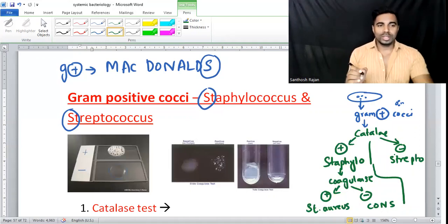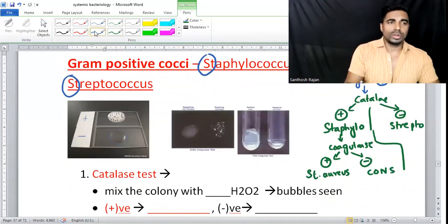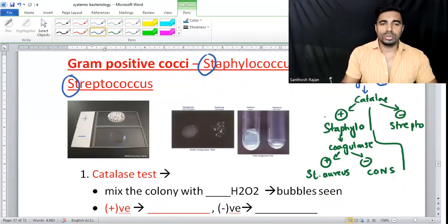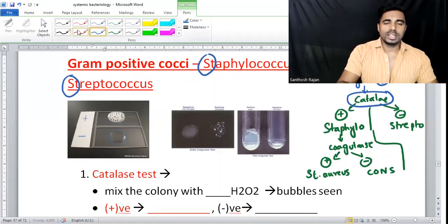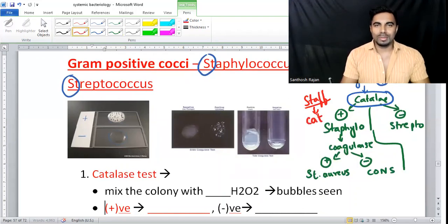Okay, now next one. How to do a catalase test. What are the important questions here? This itself is the question. Whatever I told you in the scheme, the first test is catalase. Even if you forget, please remember: how to remember? All staffs, nursing staff or hospital staff, any staff, what do they usually have at their home? A cat, a billi. Okay, remember that, cat is there.